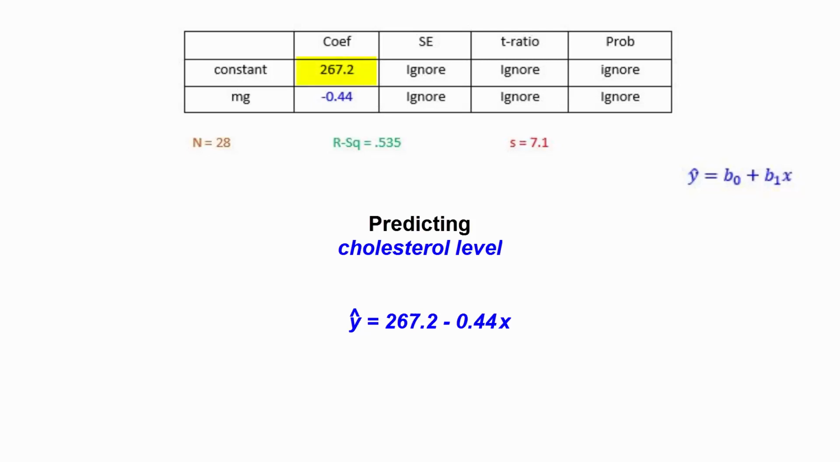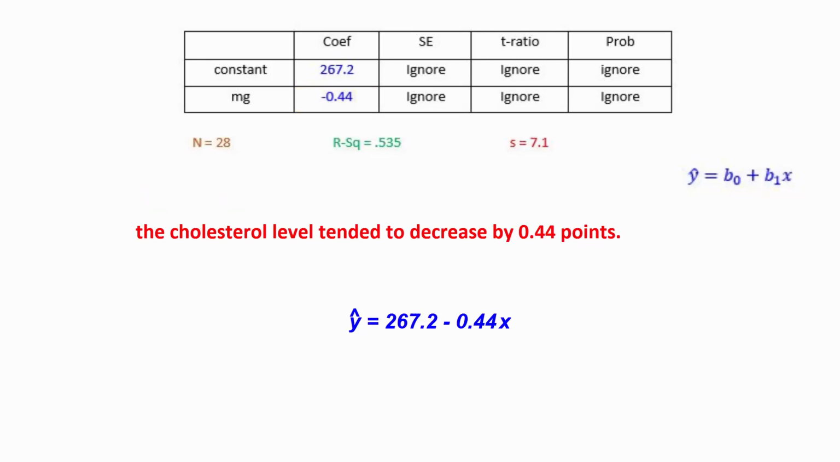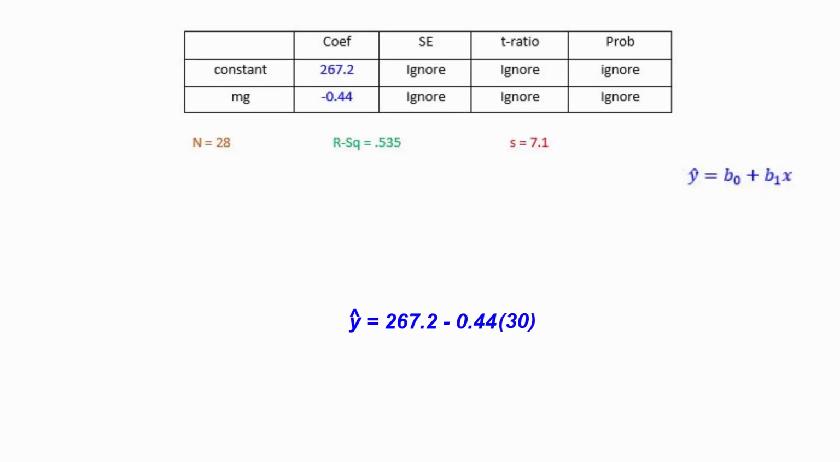The y-intercept is 267.2, therefore a typical cholesterol level for the patients in this study prior to taking the drug was about 267. The LSR line is y hat equals 267.2 minus 0.44x. We can interpret this slope by saying for each additional milligram of drug given, the cholesterol level tended to decrease by 0.44 points. If a problem asked us to predict the cholesterol for someone who took 30 milligrams of the drug, we would substitute 30 for x and arrive at a prediction of 254.